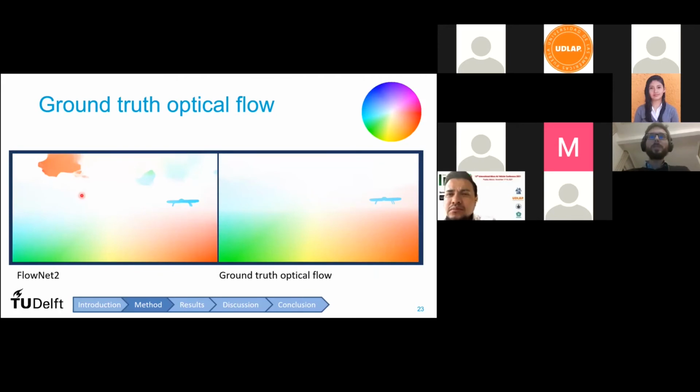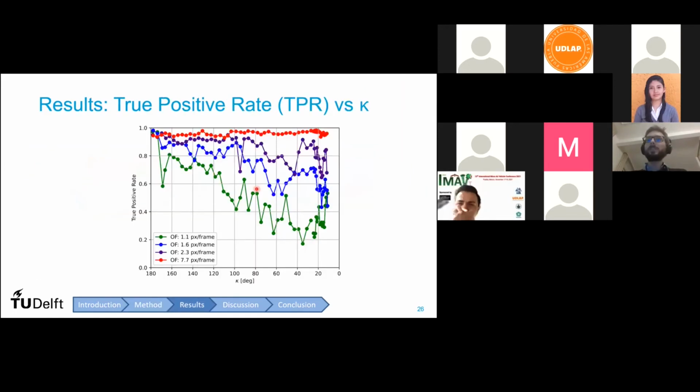Here we show what FlowNet 2 sees and what our ground truth gives, which shows that the ground truth is not an actual ground truth in the sense that we use the motion of the camera, we use the motion of the drone, we use the depth of the scene, but we don't take into account the clouds. And this is a main result.